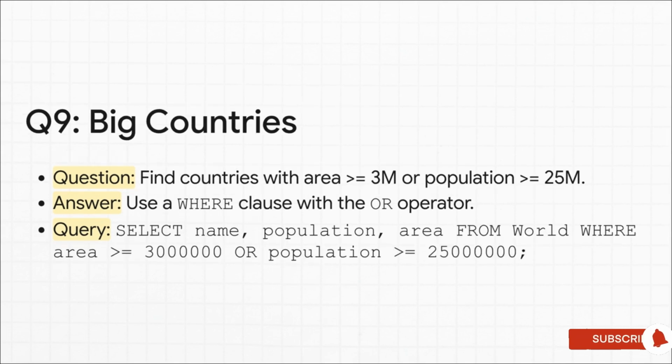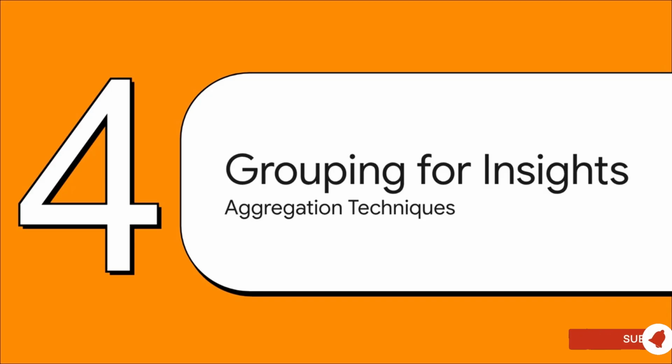All right, let's do a more straightforward filtering question. A country is considered big if it has an area over 3 million square kilometers, or if its population is over 25 million. How do you find all the big countries? Yeah, this one is a nice clean test of the OR operator. It's a great reminder that sometimes the simplest tool is the right one. Your WHERE clause just needs to check for one condition or the other. If either is true, the country makes the list. Nice and simple.